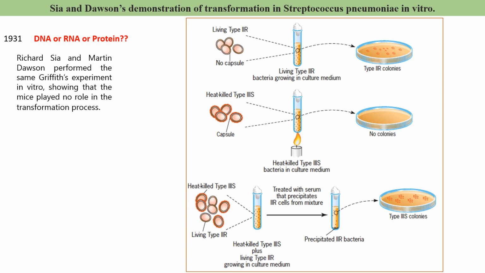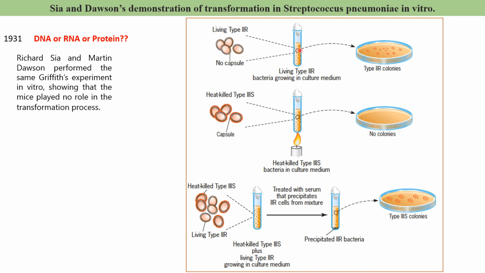lecture. They showed that transformation could be carried out in liquid cultures of S. pneumoniae and that mice had no role in transformation. And it was a further validation step of Griffith's experiment. Why they might have conducted this experiment is that they would have had a doubt on how transformation is taking place or if the host had any role in it. So as we move further, I'll be explaining this entire setup and the conclusion so drawn.